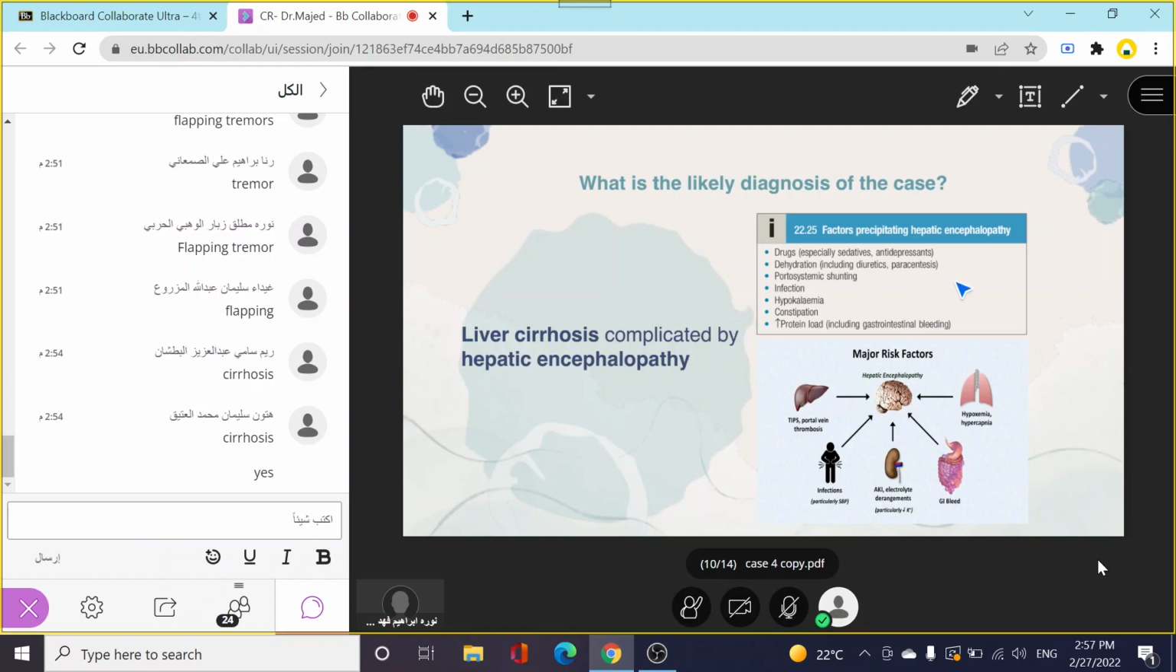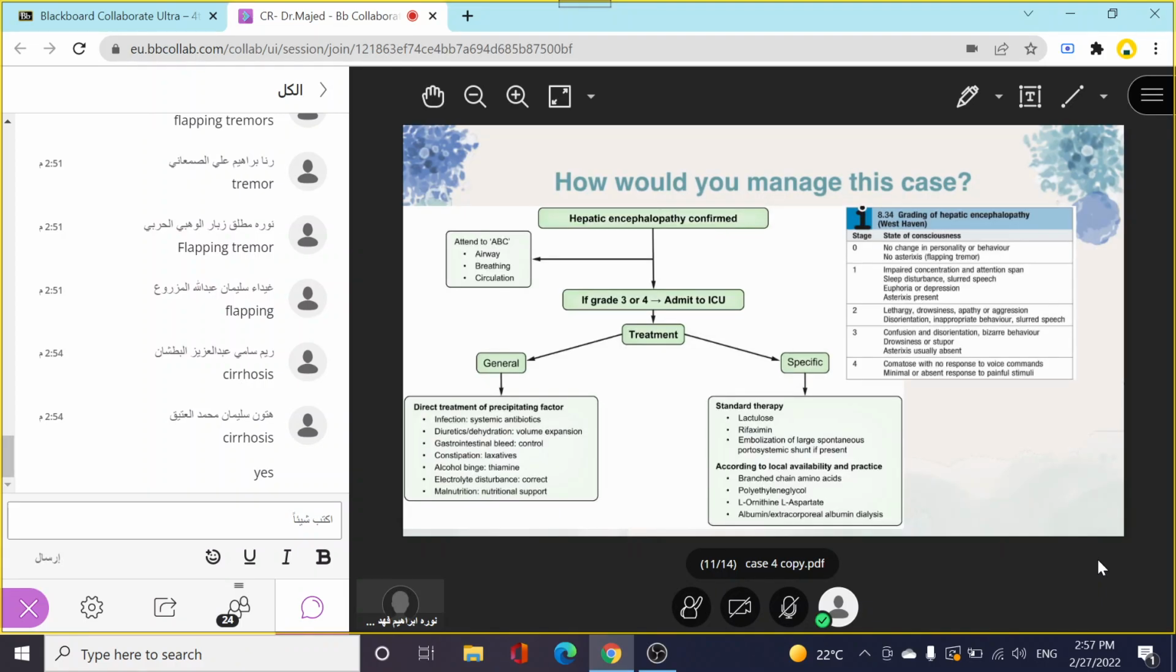So, what are the precipitating factors for hepatic encephalopathy? It could be some drugs, especially sedatives and antidepressants. It could be due to dehydration, including diuretics and paracentesis. It could be portosystemic shunting, TIPS, or portal vein thrombosis. It could be due to infectious causes, hypokalemia. It could be due to constipation, and also due to an increase in protein load in case of GI bleeding.